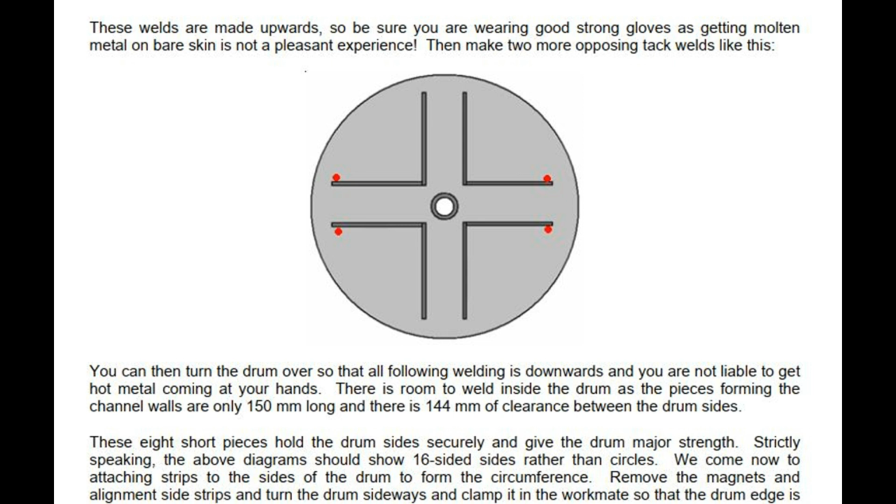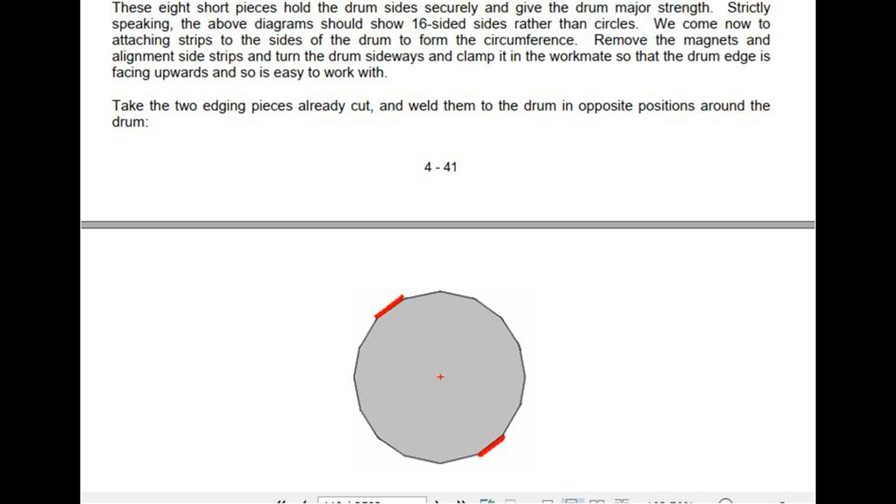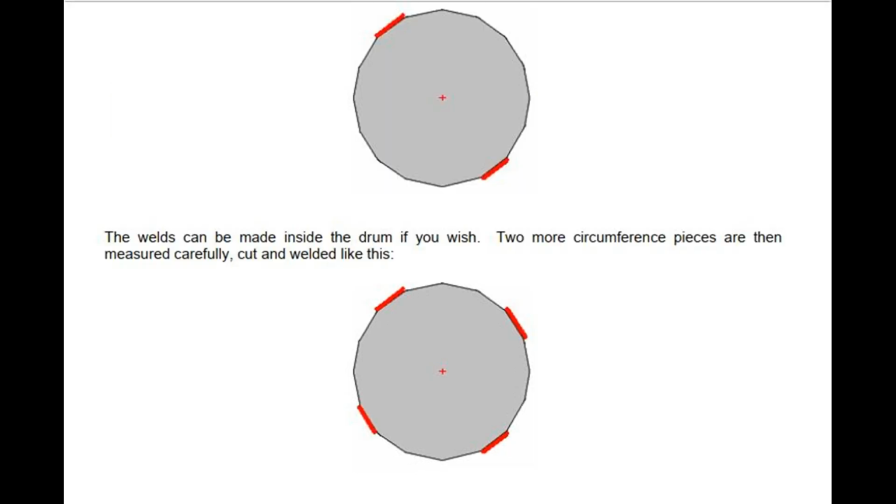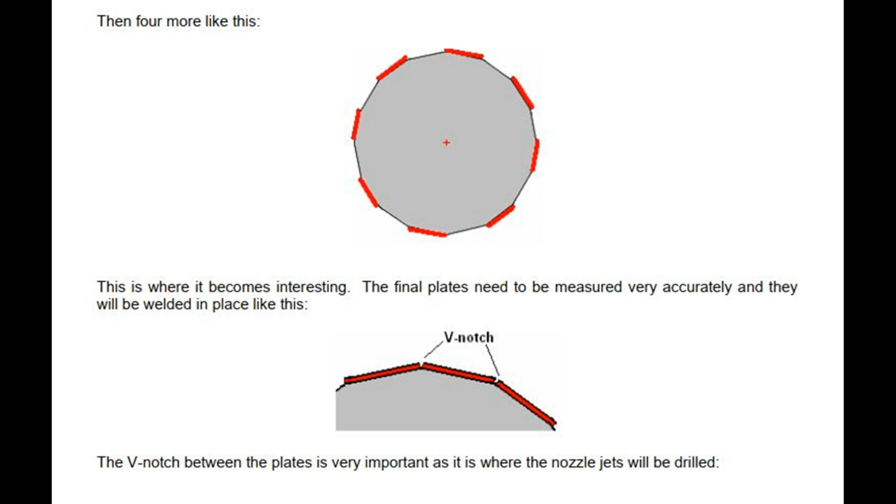We come now to attaching strips to the sides of the drum to form the circumference. Remove the magnets and alignment side strips and turn the drum sideways and clamp it in the workmate so that the drum edge is facing upwards and so is easy to work with. Take the 2 edging pieces already cut, and weld them to the drum in opposite positions around the drum. The welds can be made inside the drum if you wish. 2 more circumference pieces are then measured carefully, cut and welded like this. Then 4 more like this.